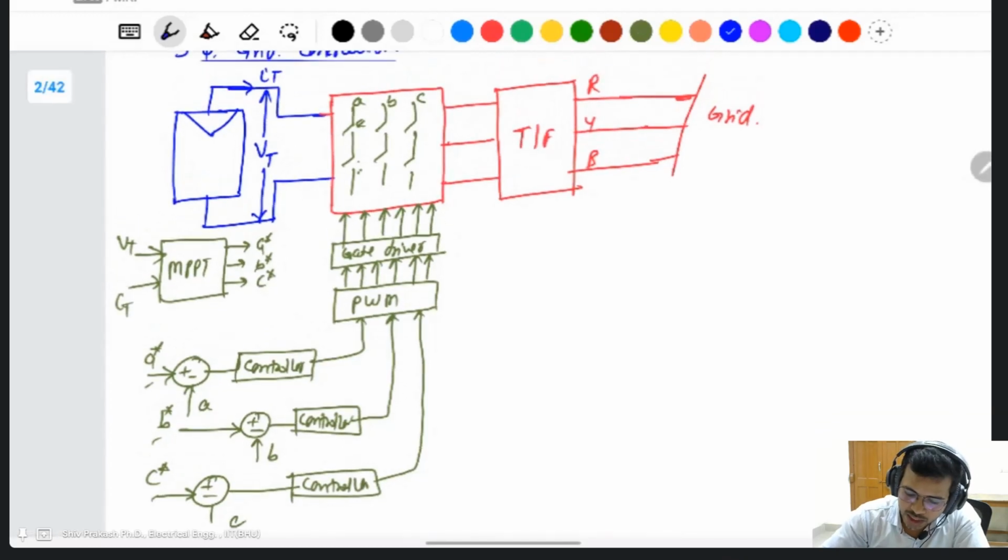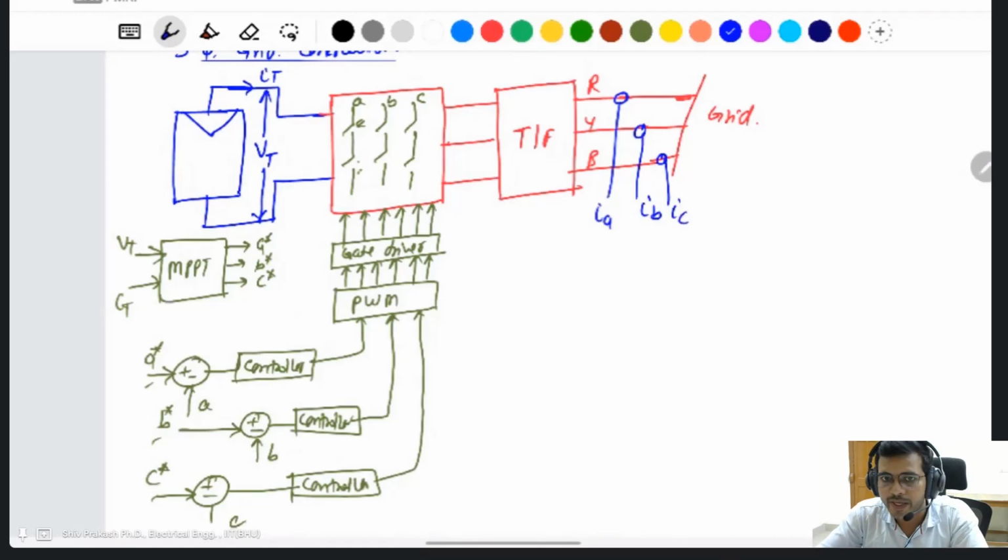Then you can sense here IA, IB, IC, because the voltage will be fixed. Then no need of controlling the voltage. Then you apply current controlling. By current controlling, you can control the power, because the voltage is fixed. Then the current will vary.